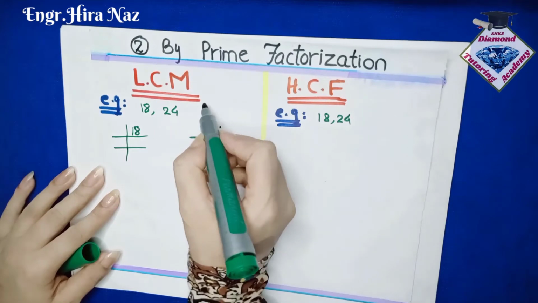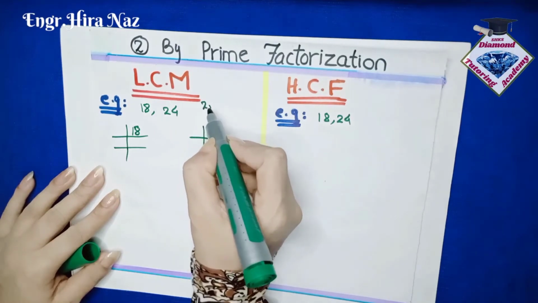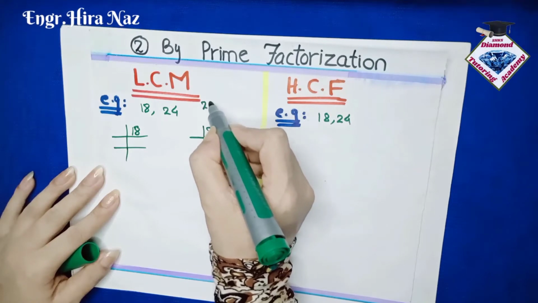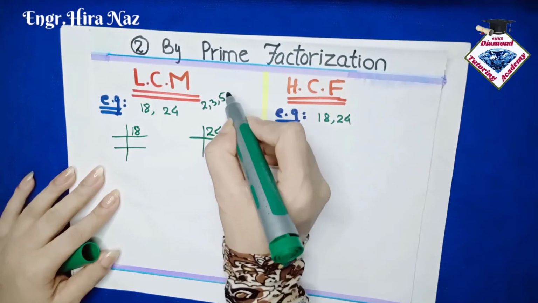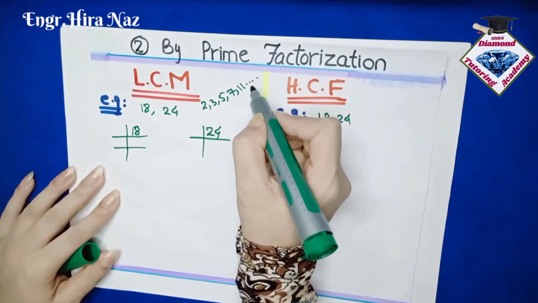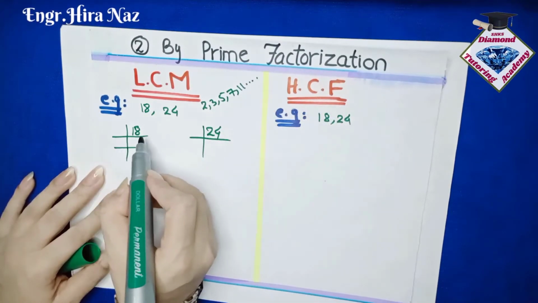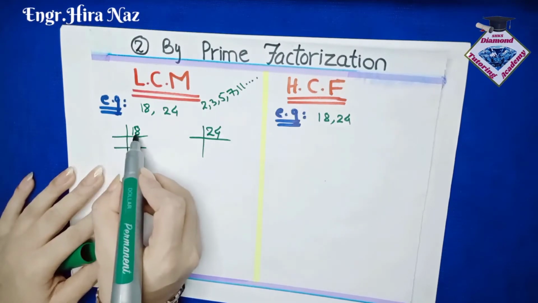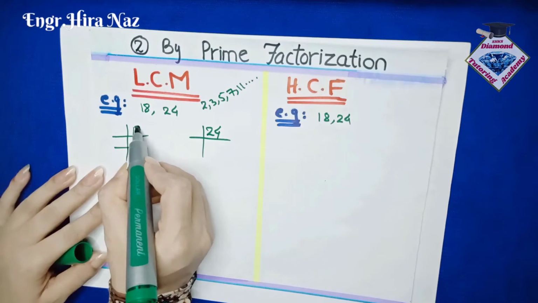What are prime numbers? Prime numbers are basically the numbers which are divisible by their own table only. 2, 3, 5, 7, 11 and so on. These are prime numbers. So what we have to do is, we have to take any prime number as a divisor to divide all the given numbers.